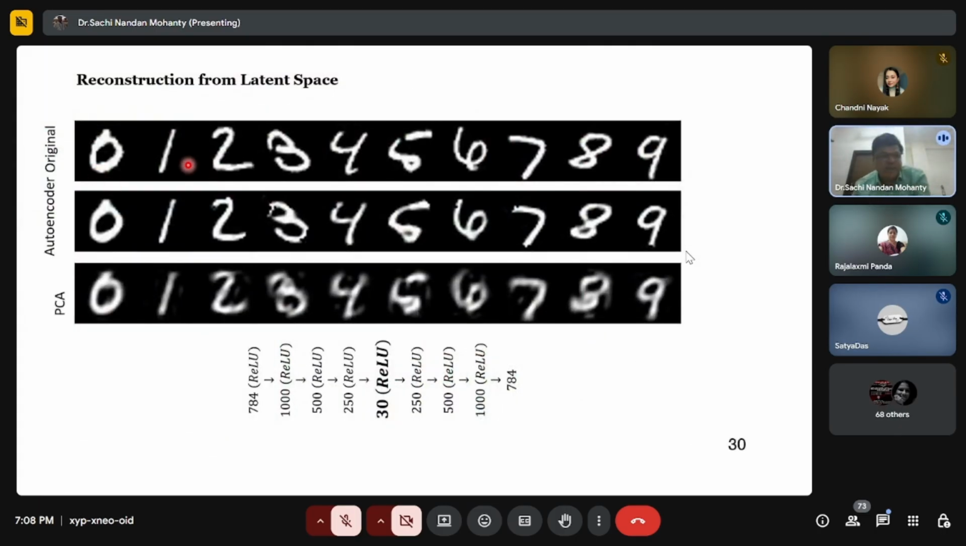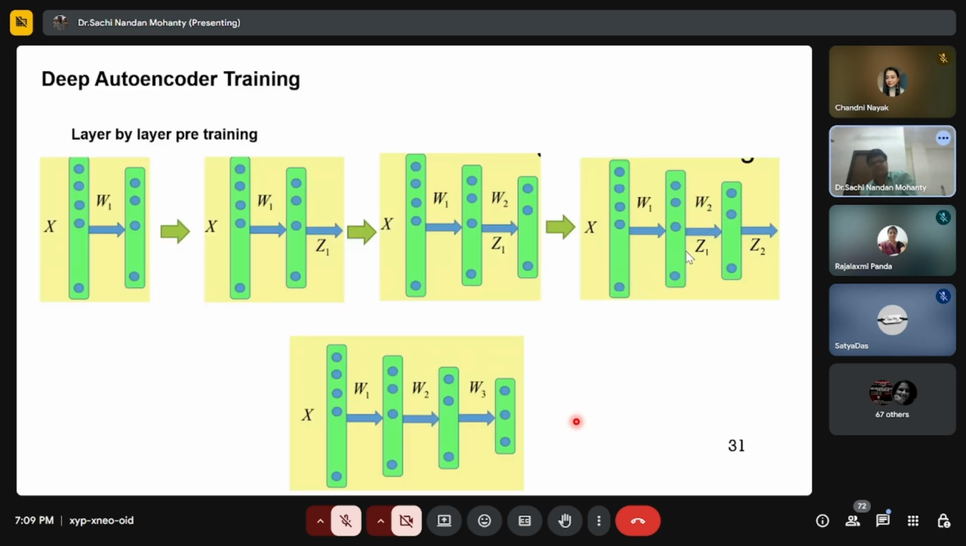Now look here. By principal component analysis, the output looks like this. By autoencoder, the output looks like this. Original is your output. That means it is not prominently visible. The principal component output, though it is visible, is not prominently visible. Whereas in the autoencoder output, it is prominently visible as compared to the principal component analysis output, right? So this thing, the autoencoder, I already discussed.